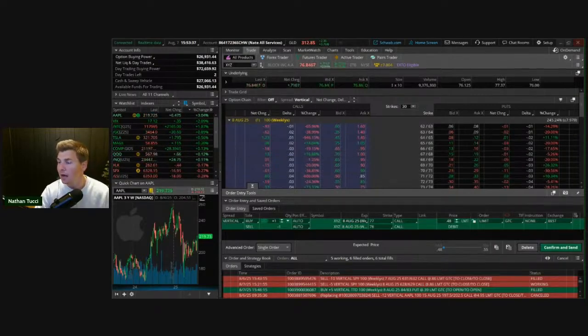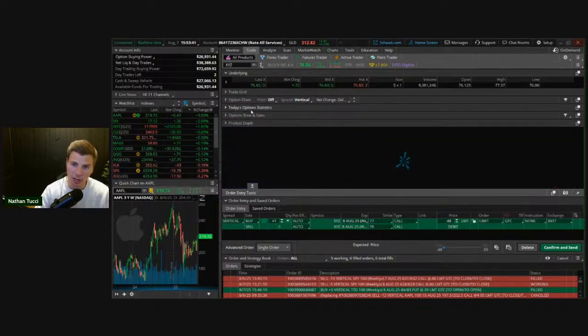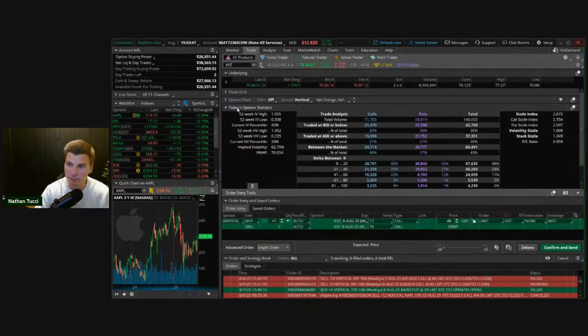Yes, if you want to find the option statistics, it's right under options chain on your Thinkorswim. So under trade, and then underneath option chain, you have today's option statistics.